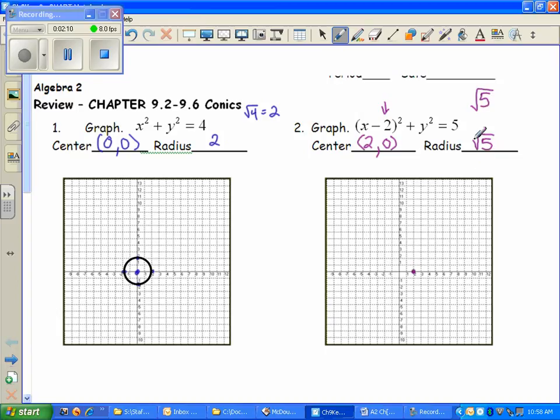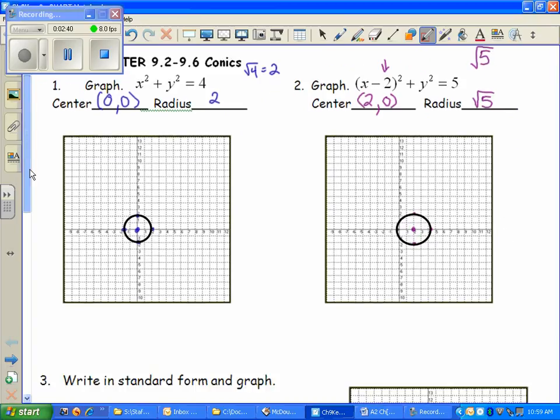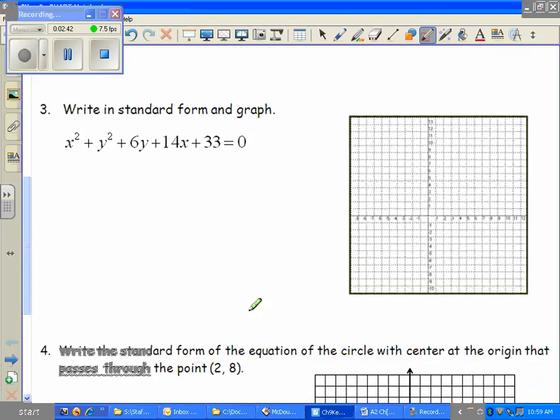Now the way that I'm going to count this radius, and you could use your calculator and get a decimal value and use that, but I know that it's just over 2, so I'm going to count over 2 and just a tiny bit more. Up 2 and a tiny bit more. Back 2 and a little bit, and down 2 and a little bit. And this will be for my circle right there.